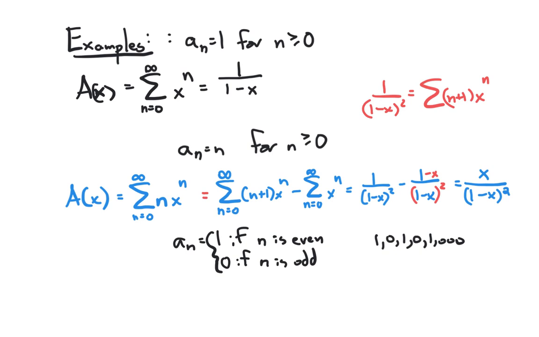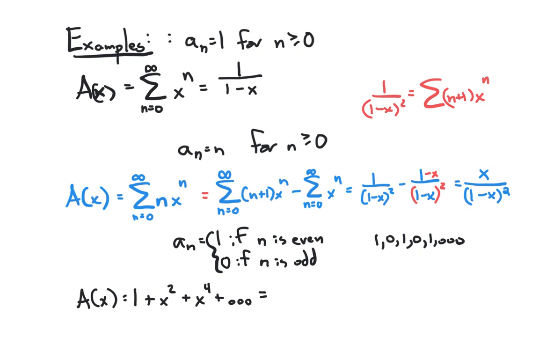So if we think about this, let's write out the first few terms. So our a of x in this case, we're going to have 1 x to the 0, since a0 is 1, since 0 is even. And then we're going to have 0 x to the 1. And then we're going to have 1 x squared, since 2 is even, so we're going to have 1 of that term. We're going to have 0 x cubed, since 3 is odd. We're going to have 1 x to the 4th, etc.